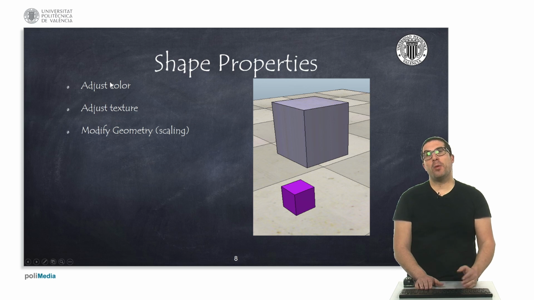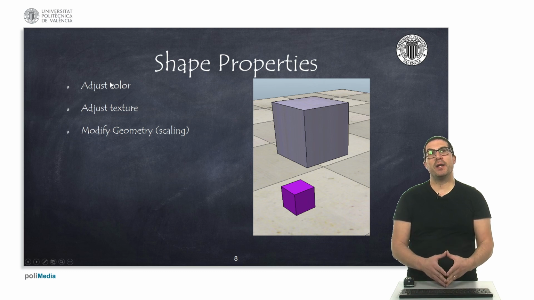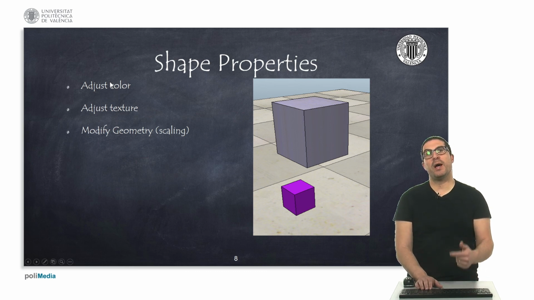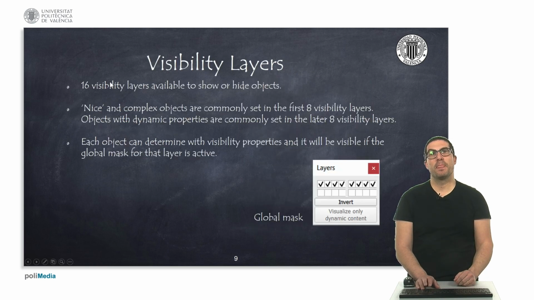Objects also have some shape properties, especially related to geometry. We can modify, for instance, the scale of an object, so we can make it bigger or smaller, and we can also adjust the color and even provide a texture to an object to modify its appearance. And finally, what we can do in the properties of an object is control the visibility layers. The software has 16 visibility layers that allow us to show or hide objects during the simulation.